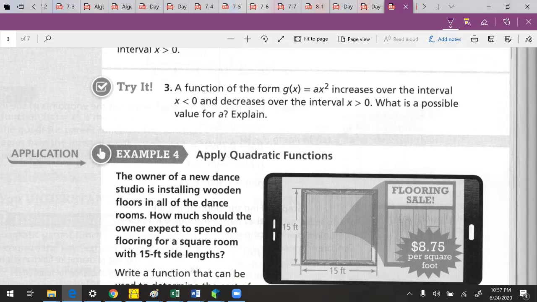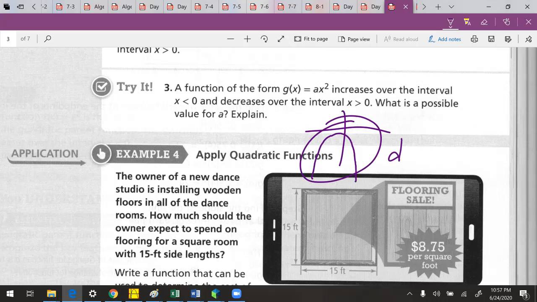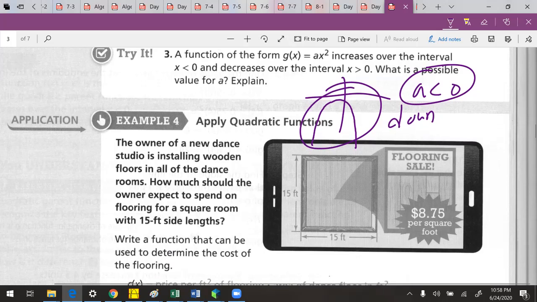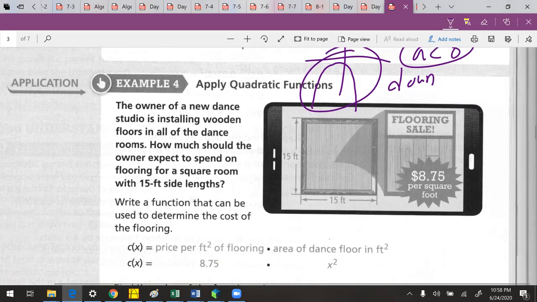Very simple. Let's go to the table part. A function for the graph increases over the interval when x is less than 0 and decreases when x is greater than 0. So the graph is going up, then going down. When x is less than 0, it's going up. When it's greater than 0, it's going down. That means it's opening down. So that means your a is less than 0. We got it. This last one is super duper simple.